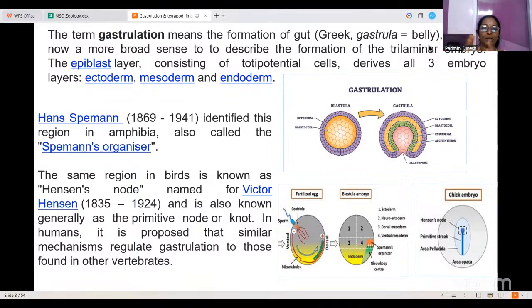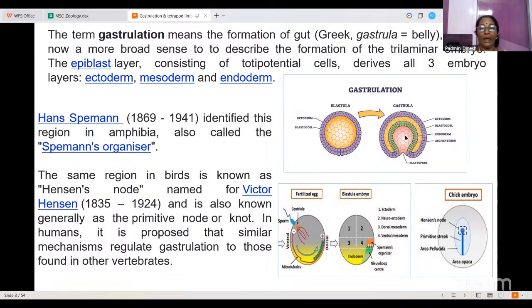But when you talk about it in a broad spectrum, as I told you, in Amphioxus, the formation of the GI tract is because of the archenteron that is being formed, and the process of archenteron formation is called gastrulation. Gastrula means belly, and formation of a GI tract is what is called gastrulation.